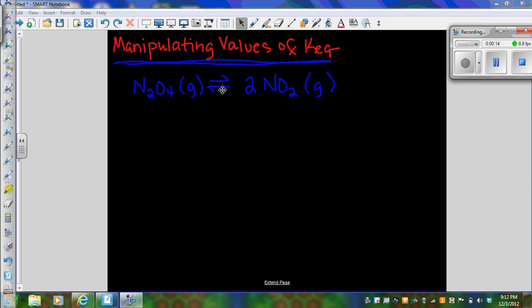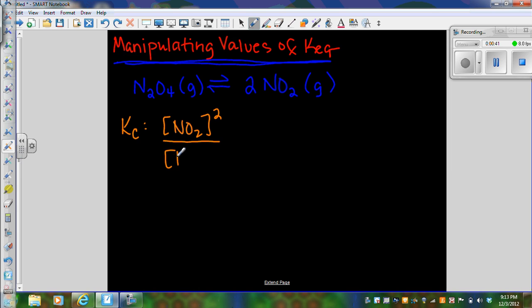So let's go back to that equation we were looking at before, where we have 1 mole of dinitrogen tetroxide in equilibrium with 2 moles of nitrogen dioxide. If we were to write the expression for this, we would write Kc equals concentration of NO2 squared divided by concentration of N2O4.